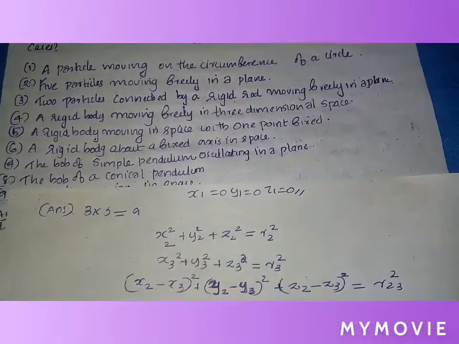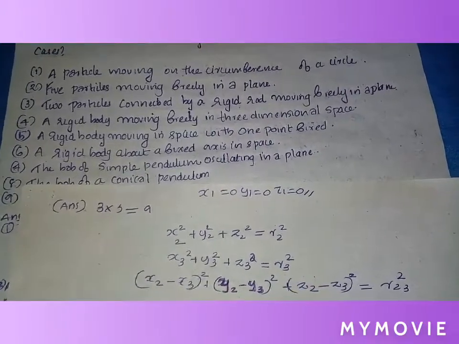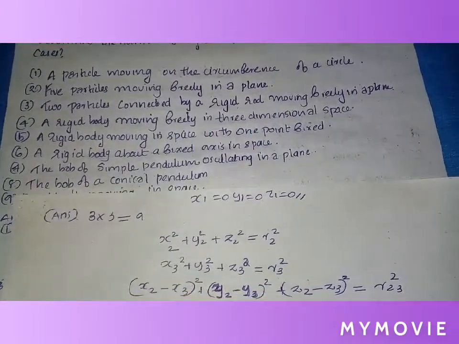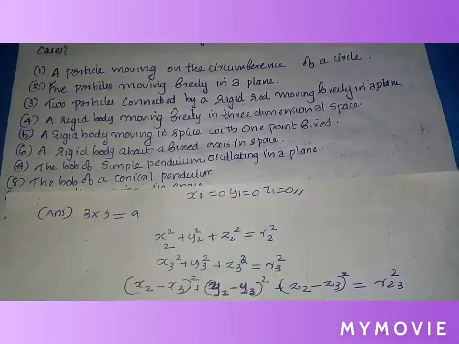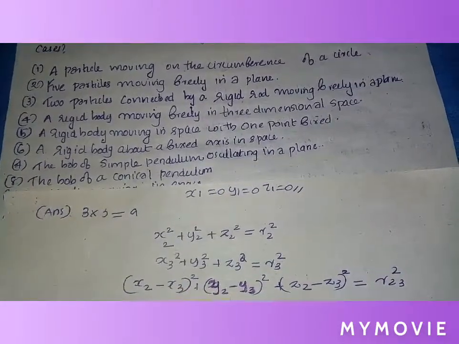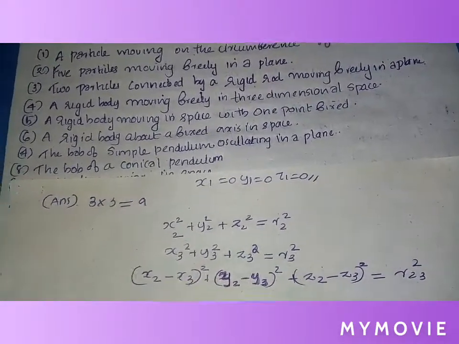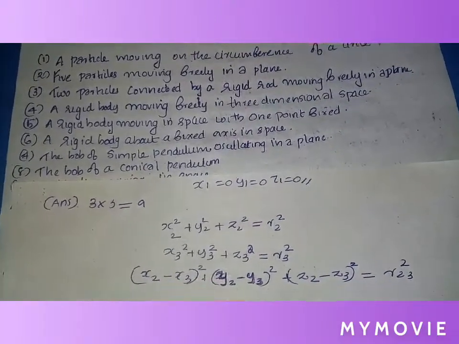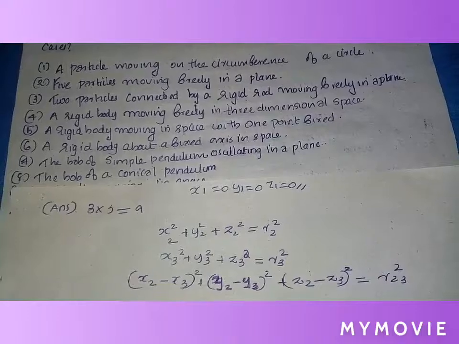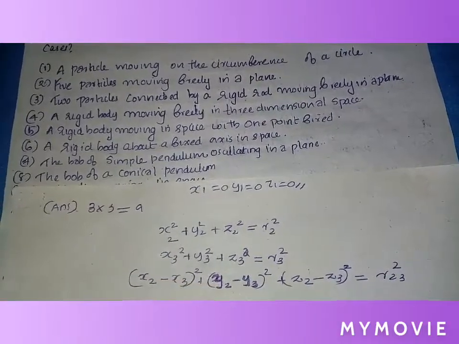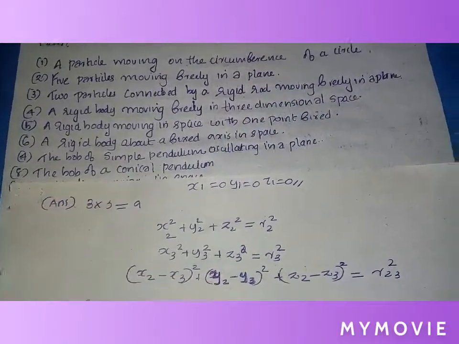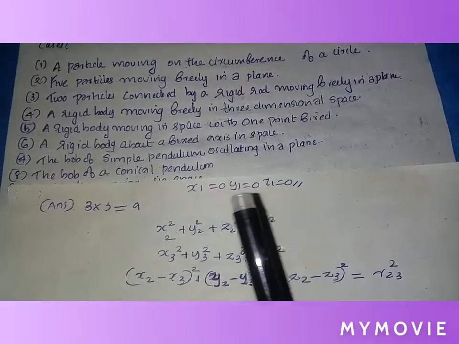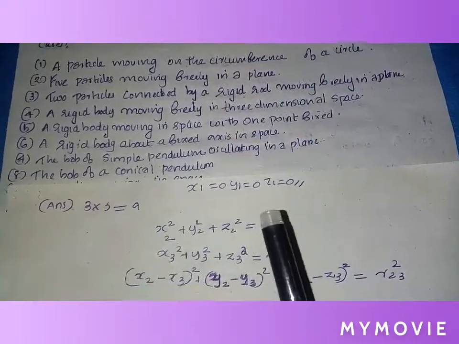In the fifth example, a rigid body moving in space with one point fixed. A rigid body which is considered as a 3 particle system, so 3 into 3, 9 coordinates are needed, but here we consider a rigid body moving in space with one point fixed, which means x1 is equal to y1 is equal to z1 is equal to 0.